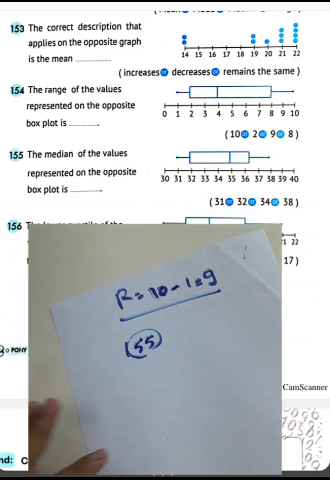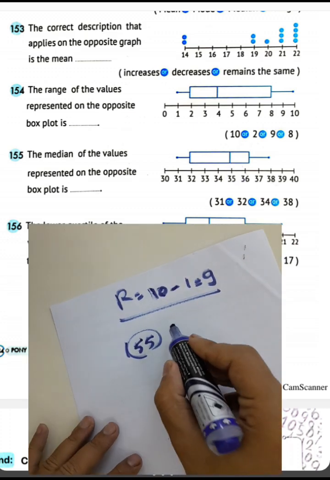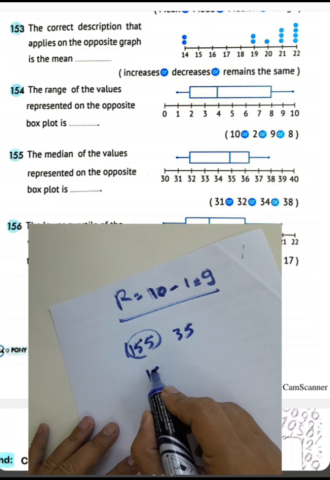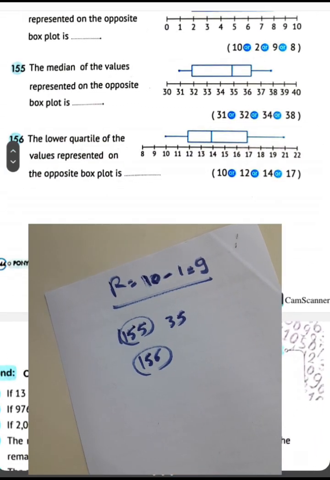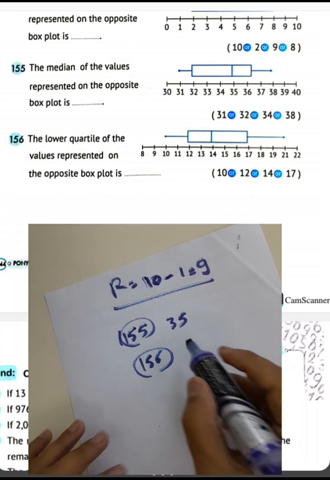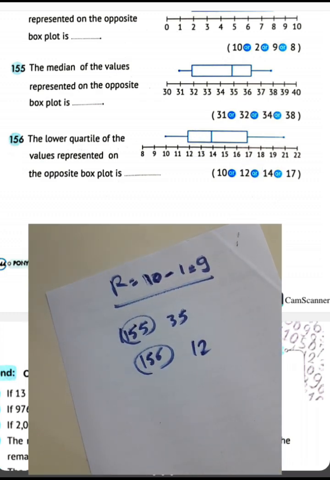Question 155. The median of the values will be 35. It's the median. Question 156. The lower quartile here will be 12. 12 is the lower quartile, but the minimum is 10, the maximum 21, the lower quartile 12, the upper quartile 17, and we have 14 as the median. Then we want to find the lower quartile: it will be 12.